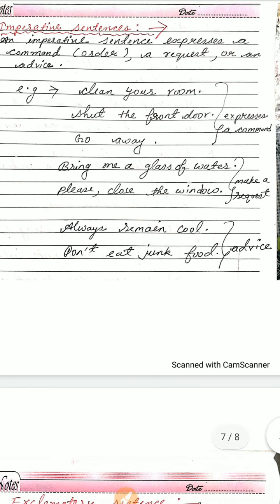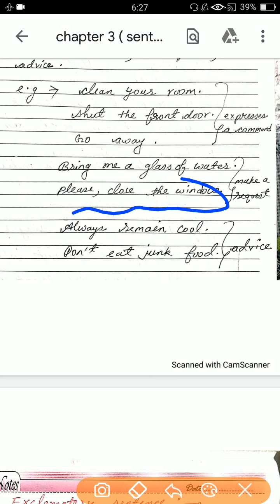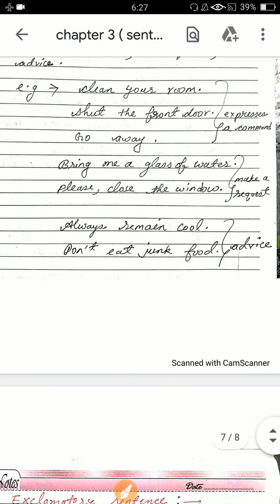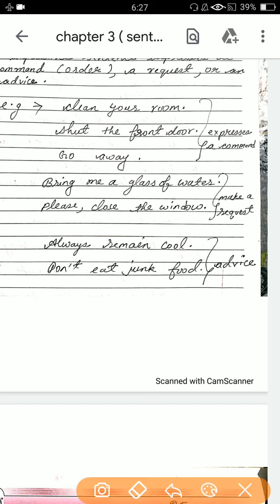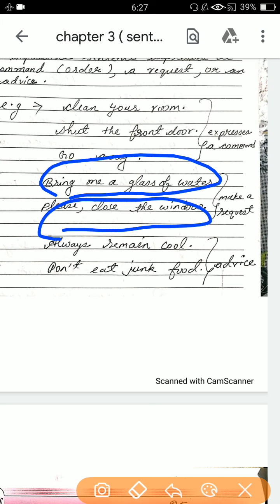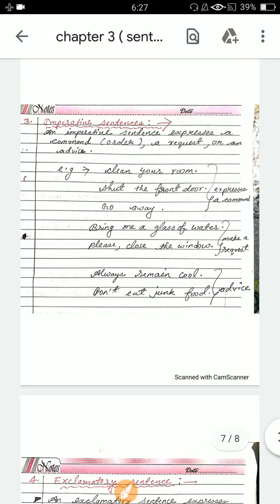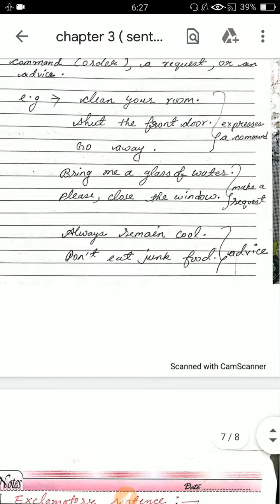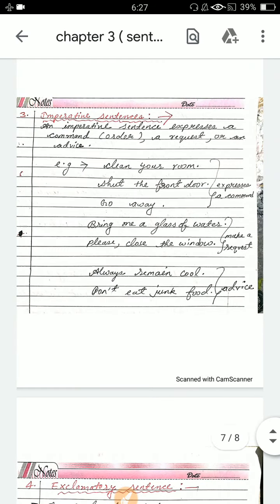Now here we can see another group of words. Bring me a glass of water. Second example, please close the window. This type of sentence expresses a request. Somebody is requesting that please bring a glass of water or please close the window. So this type of sentence which expresses a request is also an imperative sentence.